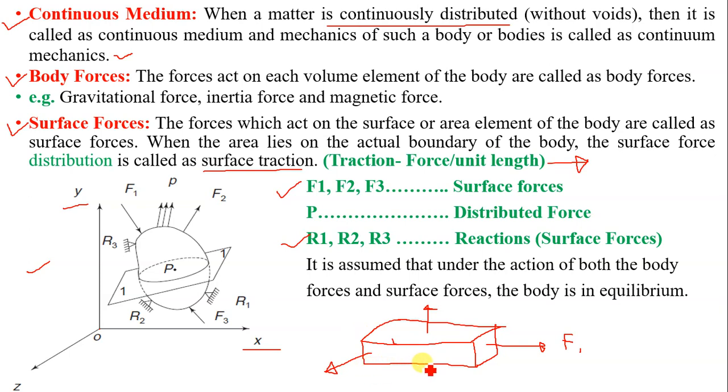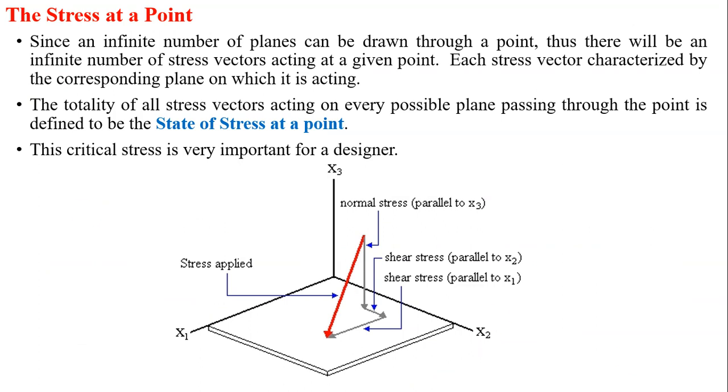Now let us consider this edge, and on this edge a force is acting like this. Let P be the magnitude. So P per unit length is called surface traction. This force is acting on the actual boundary of the brick element. Hence it is called surface traction, or distributed force.